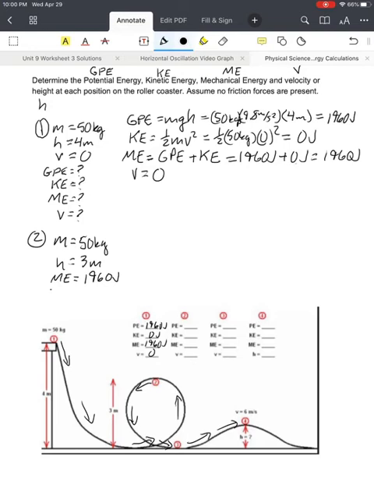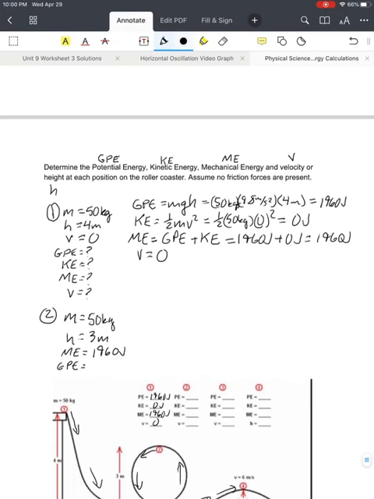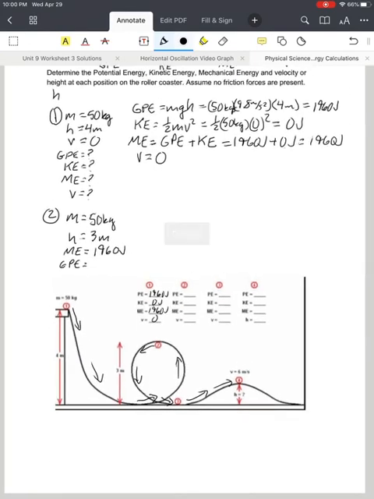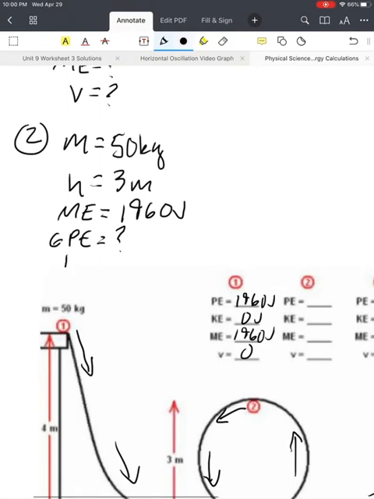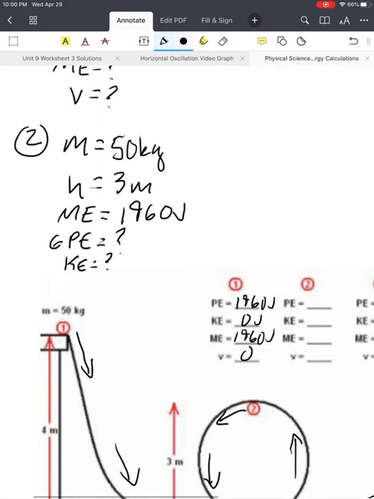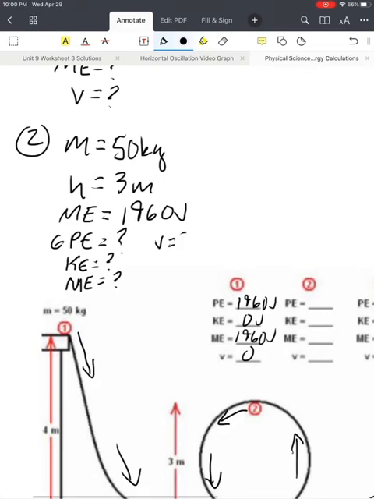And so ultimately we need to find GPE is equal to, I don't know why my hand keeps making this move. Kinetic energy is equal to mechanical energy, which we know is equal to, but these are things we're trying to find, and then the velocity is equal to, and we actually don't know that this time.